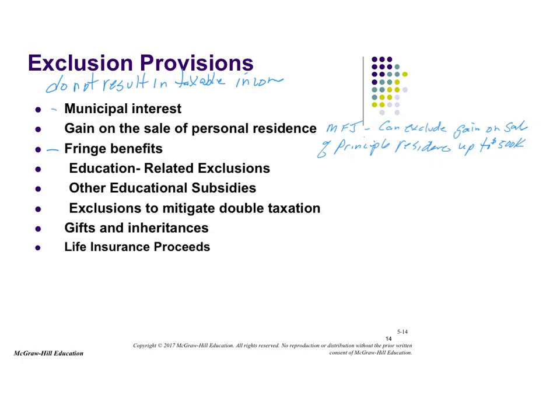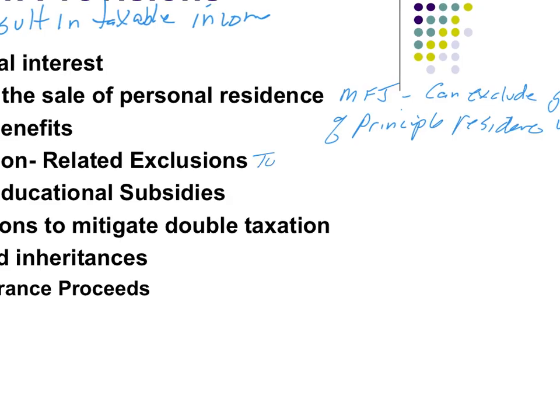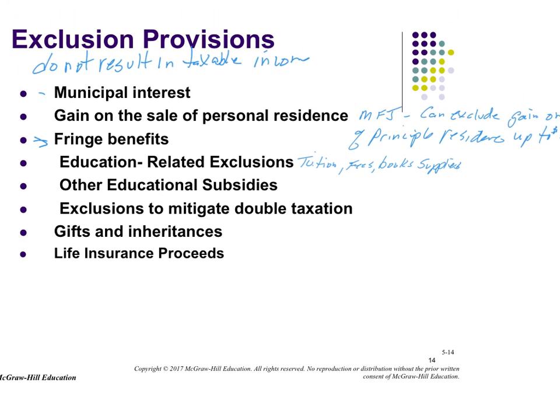Fringe benefits. All right. This is kind of a really cool one because there are qualifying fringe benefits that your employer can offer, and these things are excluded from your income. Okay. There are education-related exclusions. So scholarships. All right. If your scholarship is for tuition, fees, books, supplies, all right, then that is excluded from income.